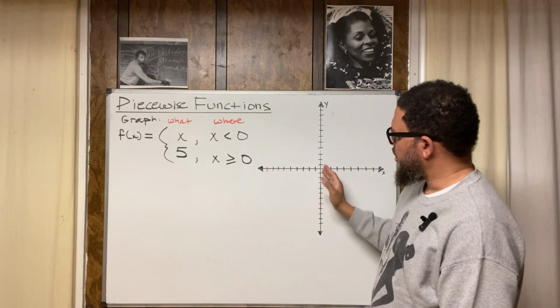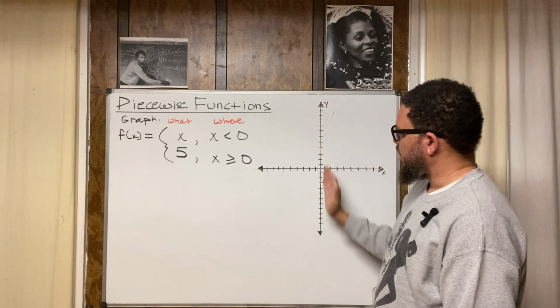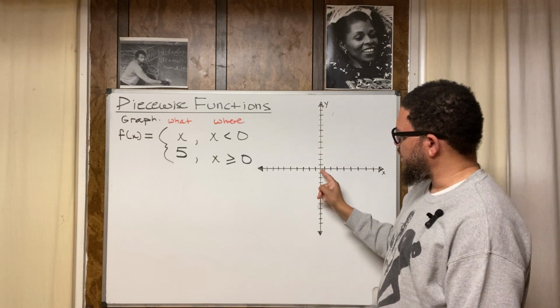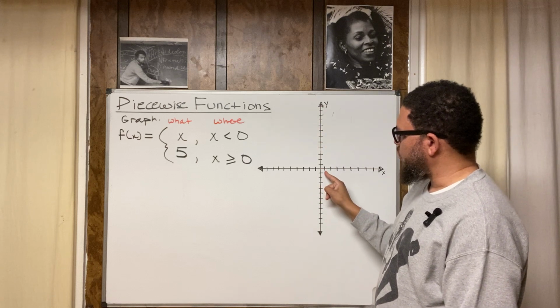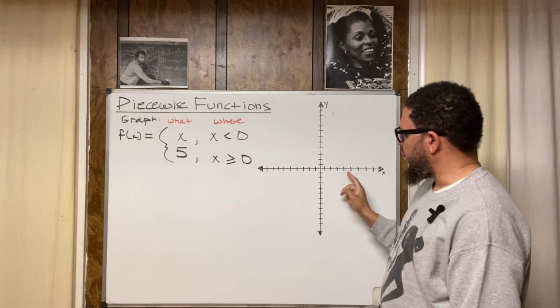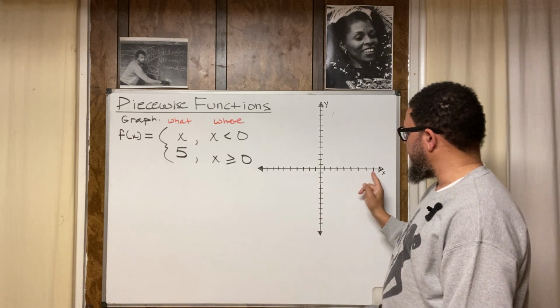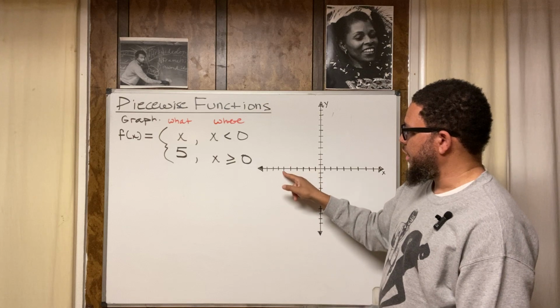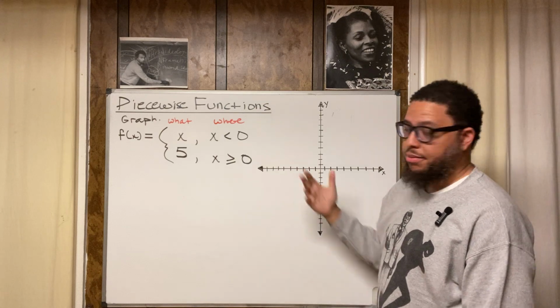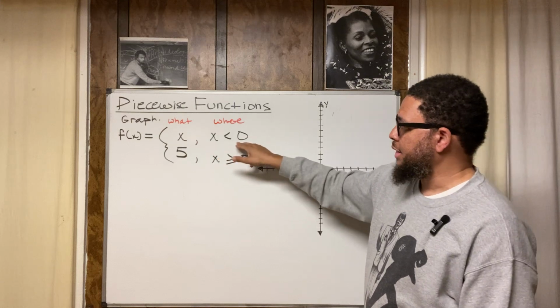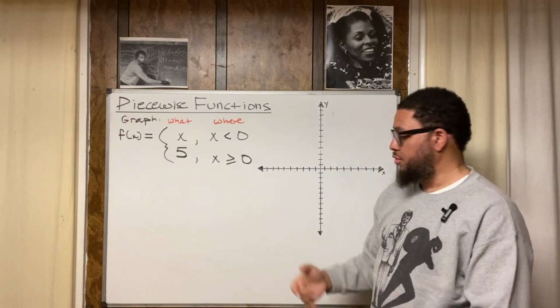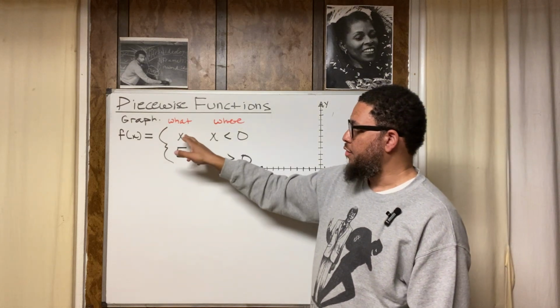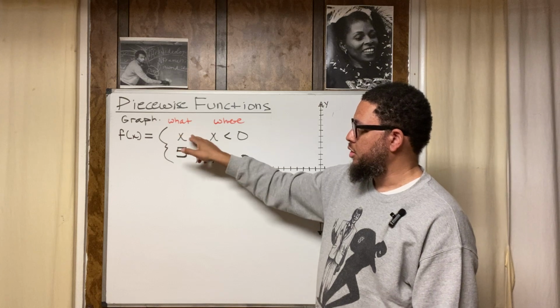So here's 0, right? The y-axis is 0, right? The y-axis is where x is 0, right there. Here, x is +1, +2, +3, +4, +5, 6, 7, 8. X is -1, -2, -3, -4, -5, -6, -7, -8, -9, right? So we're saying, okay, when x is less than 0, so that means when x is negative, then we're going to graph a part of this function, f of x equals x.